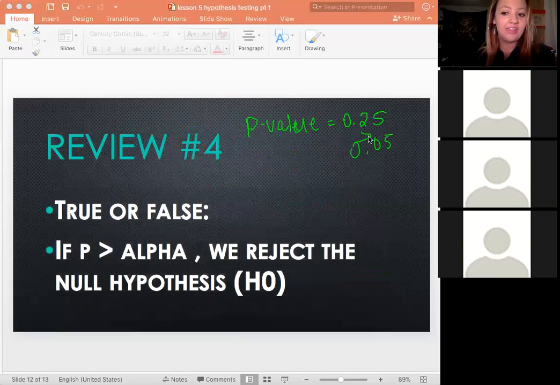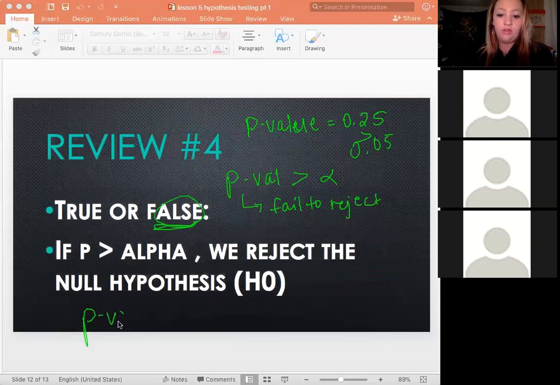So if our p-value is greater than alpha, this means that we're going to fail to reject. So this is going to be false, actually. In order for that to be true, our p-value has to be less than alpha for us to reject. Because we're trying to find a difference in the population, but if our p-value is too high, we can't infer that there's some sort of difference there. So we're going to assume then that the null is still true, that there is no change if our p-value is greater than that. So this is false. Does that make sense to everybody?